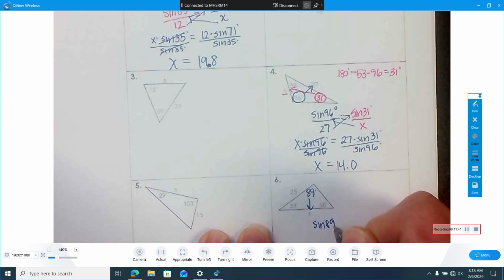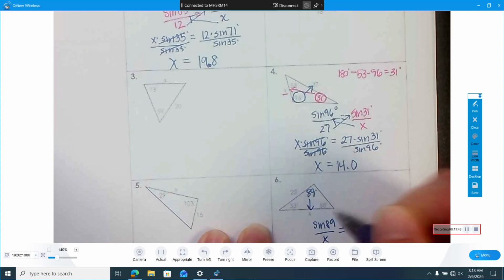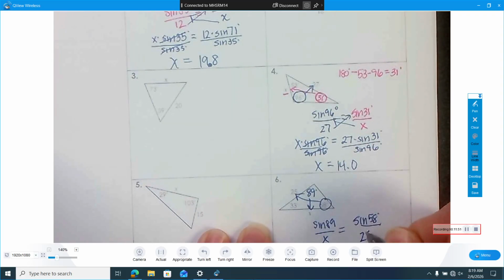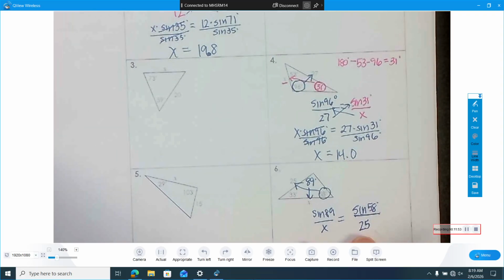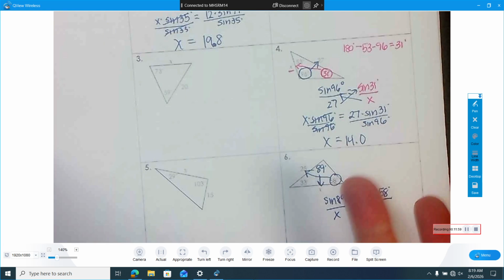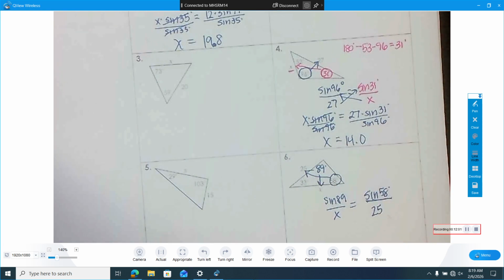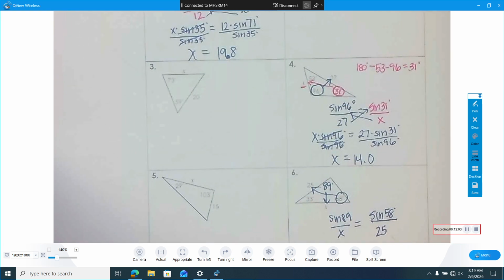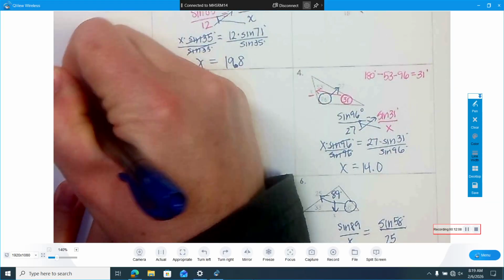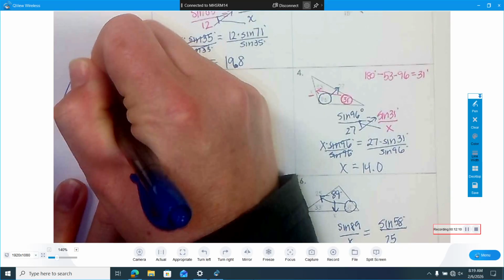ratio. Sine of 89 over x equals sine of 58 degrees over its opposite side of 25. Does it matter if you wrote it in this order or if you switched it around? Doesn't matter. If they're swapped, that's the symmetric property. I do want to say that in Delta Math they're using maybe triangle JKL.